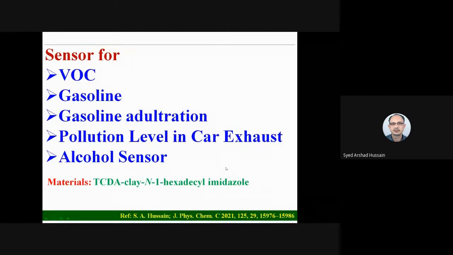So we prepared TCDA, a polydiacetylene, then clay, then one imidazole. This is an organic material synthesized by my friend in the chemistry department, and we make a hybrid system, thin films, and we demonstrated several sensors like volatile organic compound, gasoline adulteration, pollution level of car exhaust, alcohol sensor, this kind of things we have designed.